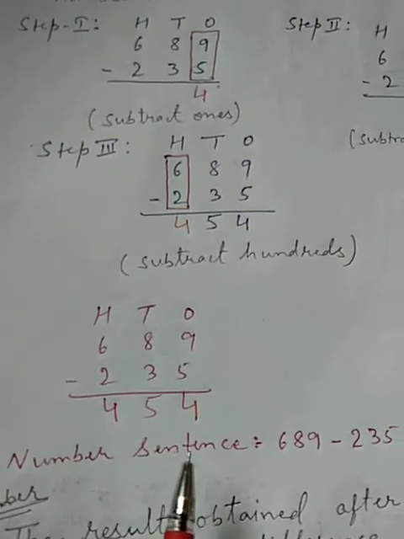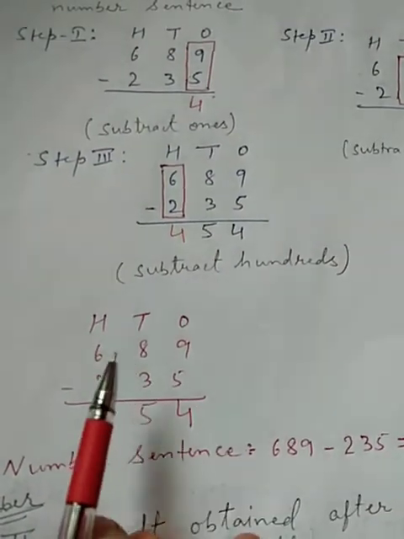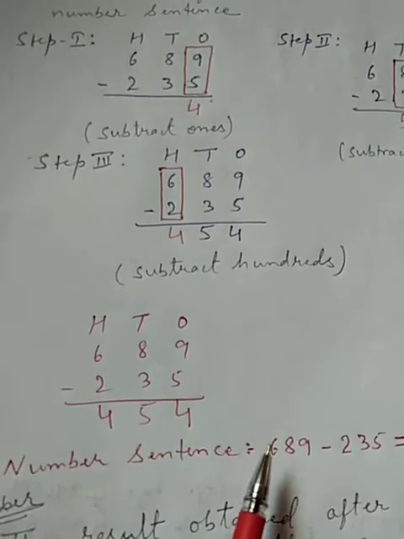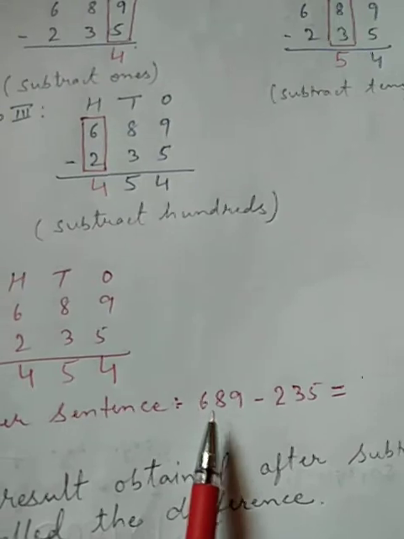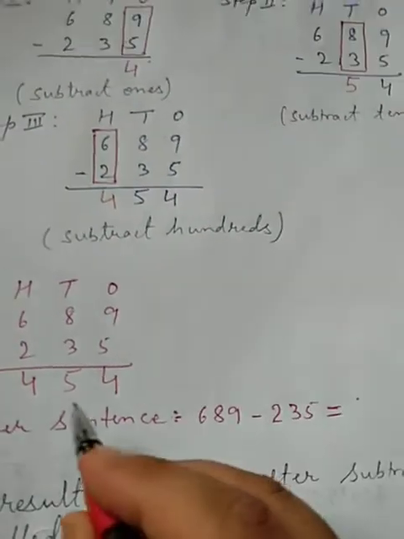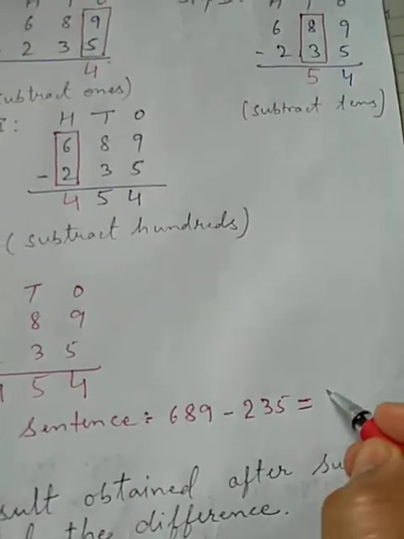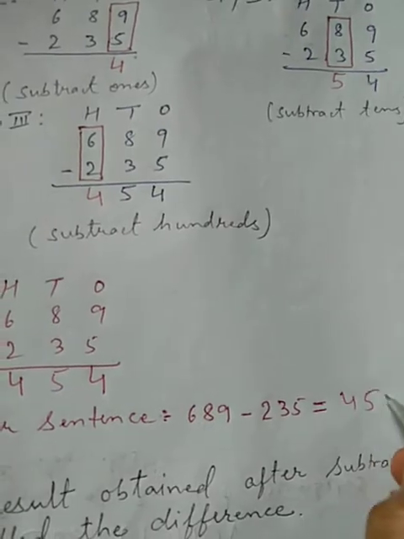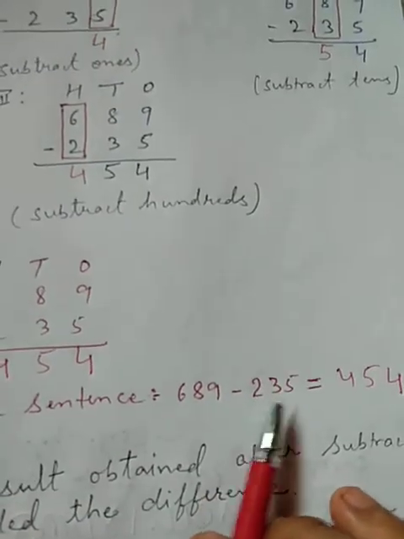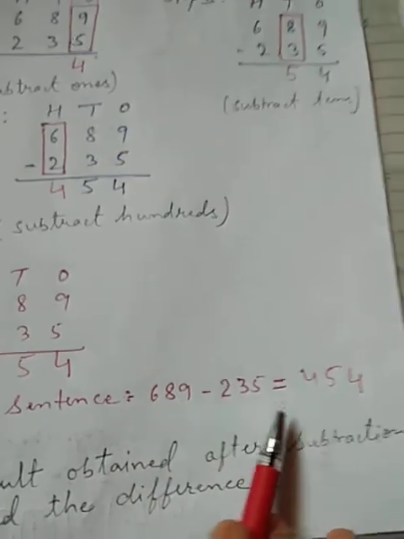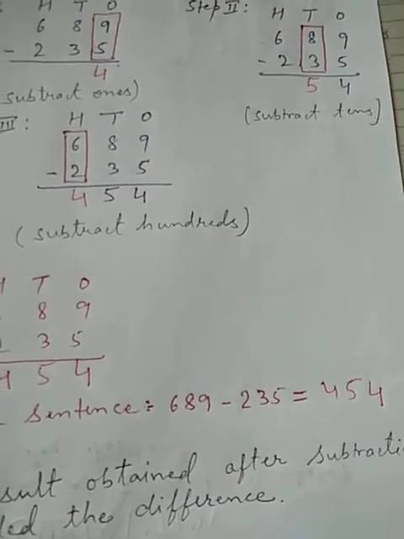The number sentence means the larger value will be written first minus the smaller one. So it is written in this format and the result is 454. So we can say when 235 is subtracted from 689, we will get 454.